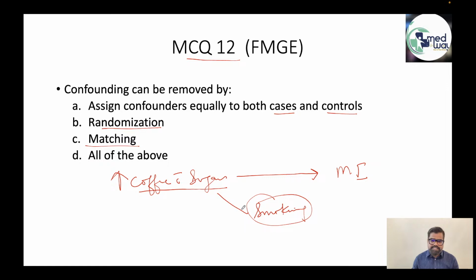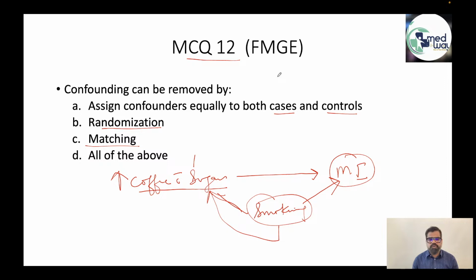Now smoking is associated with coffee with sugar, and smoking is also associated with MI. This is a variable which is associated with the exposure, and it is also independently associated with the outcome. So smoking acts as a confounder here. Smoking is a confounding factor which has indirectly affected the result, which we were not aware of. It is a spurious association, a wrong association. But this is the way to understand what confounding is. So smoking is a confounding factor here.